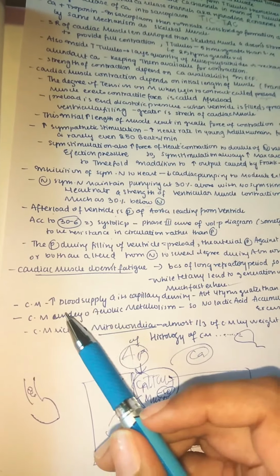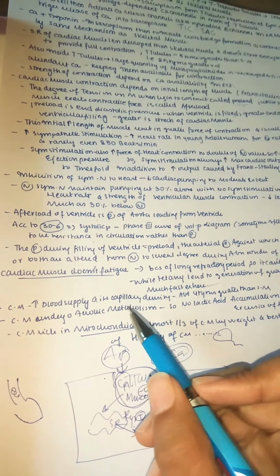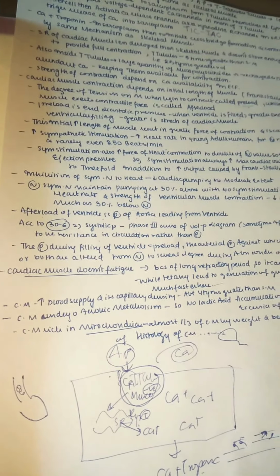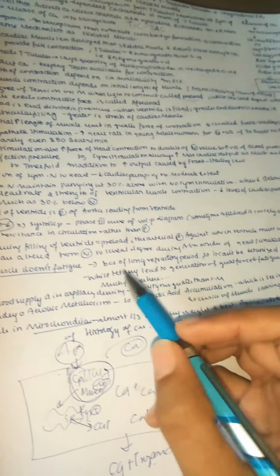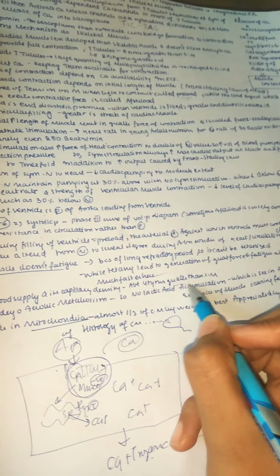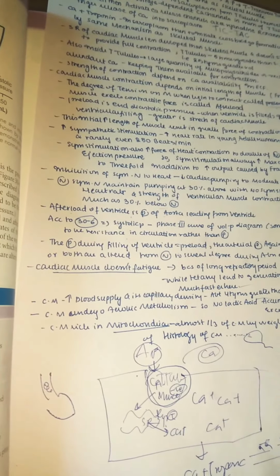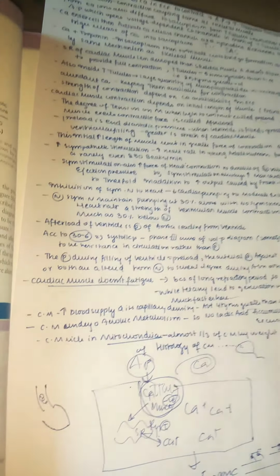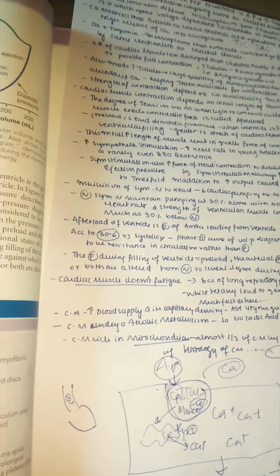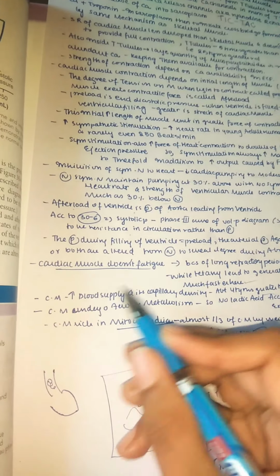Cardiac muscle also has a higher blood supply and its capillary density is very high, so it can't get tetanized and does not undergo fatigue. You can understand cardiac muscle has about 4 times greater blood supply and capillary density than skeletal muscle, so it doesn't undergo fatigue; it is always supplied with blood.